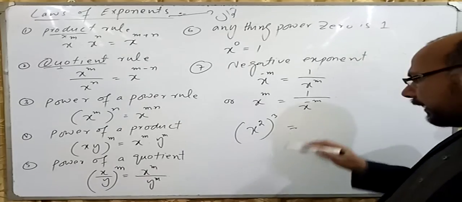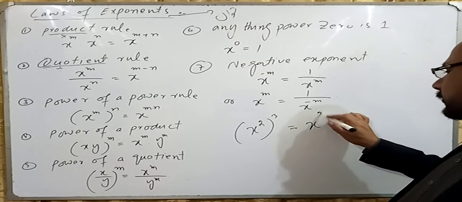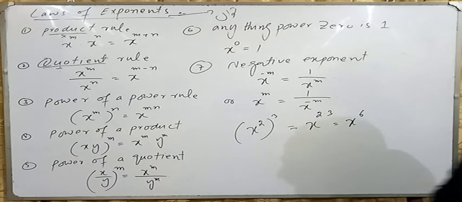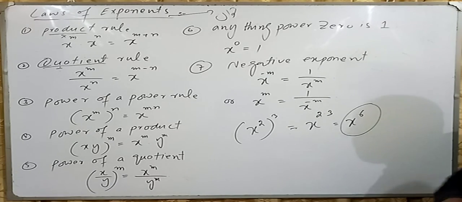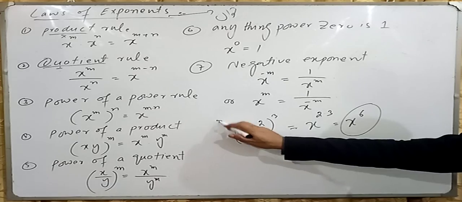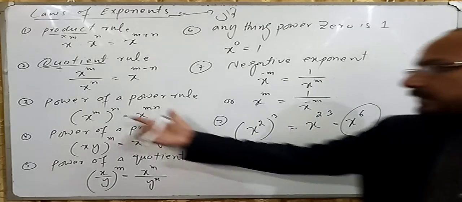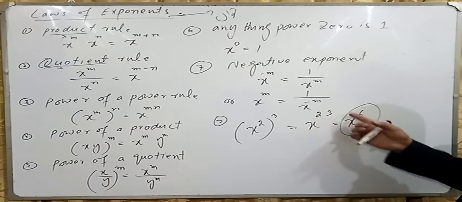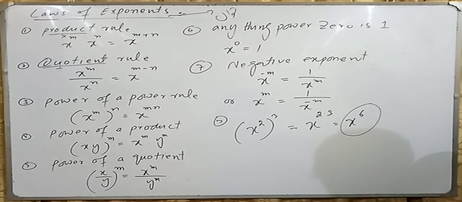X power 2 whole power 3 means x power 2 multiplied by 3. Yeah, you can say x power 6. 2 3s are 6. So it will become x power 6. This is the example related to the third rule. So x power 2 whole power 3 means x power 2 multiplied by 3, or x power 6.